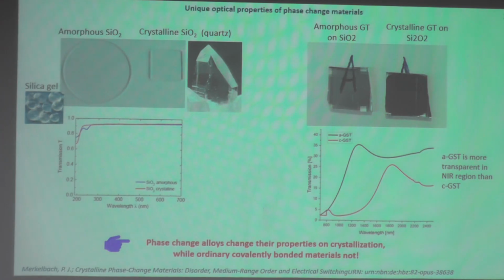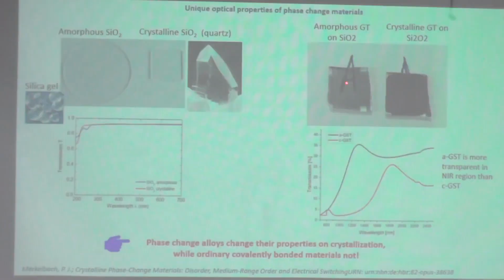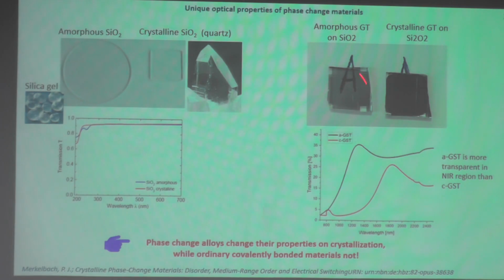Let us look at our phase change materials. If we take amorphous germanium telluride and make a thin film of about 100 nanometers, we see that it's transparent: I have deposited it on glass, put it on a sheet of paper with a letter A written on it, and you can see the letter A. However, if we crystallize this germanium telluride, it transforms to the crystalline phase, and the properties change, and now this germanium telluride is no longer transparent.